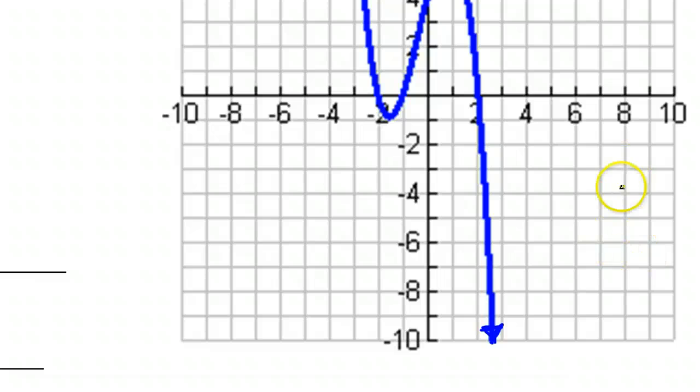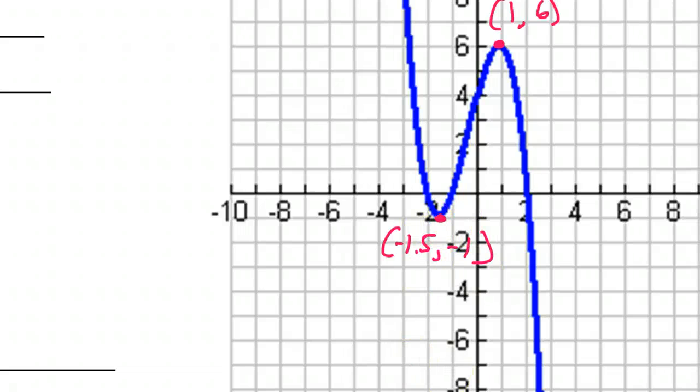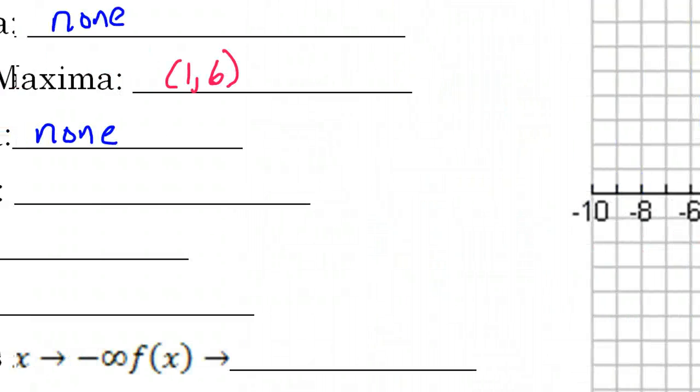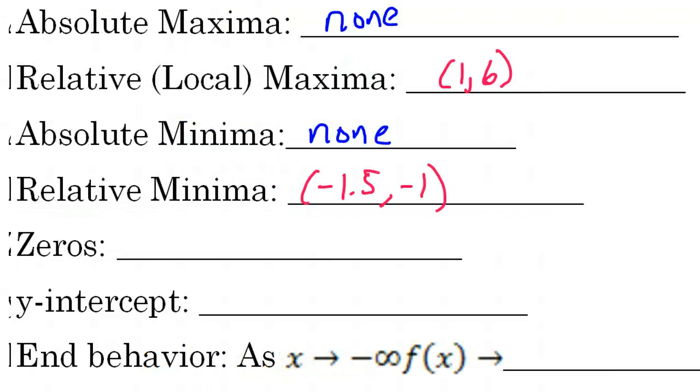What about relative minima? Okay, do you see any points that are at the bottom of a valley, even if it's not the lowest point on the graph? Yeah, here's one right here. Now this is definitely between the lines. So let's call this negative 1.5 comma negative 1, something very close to that. This is the relative minimum. So that's about negative 1.5 comma negative 1.